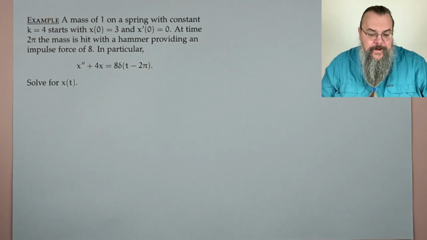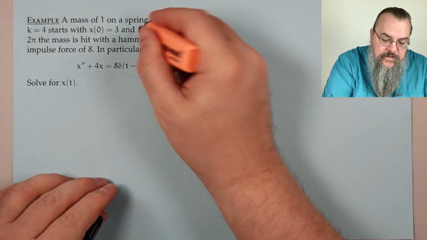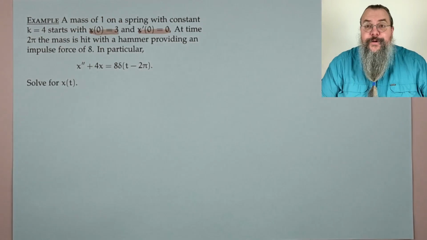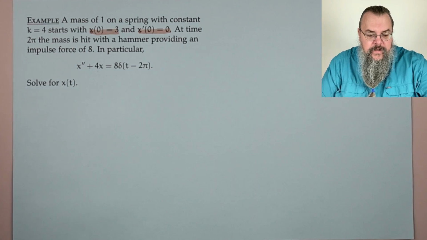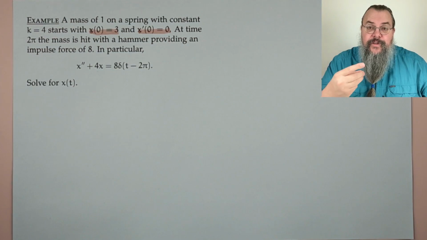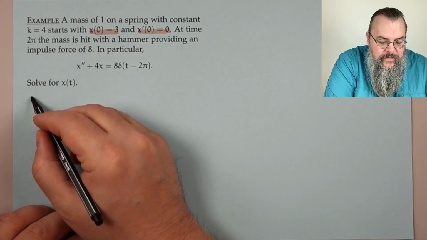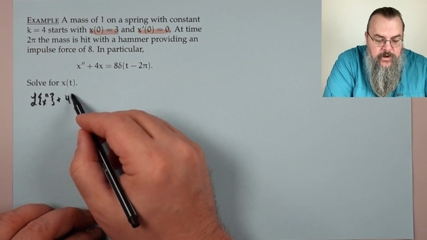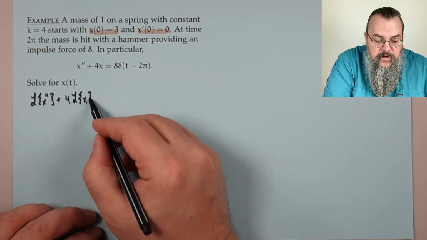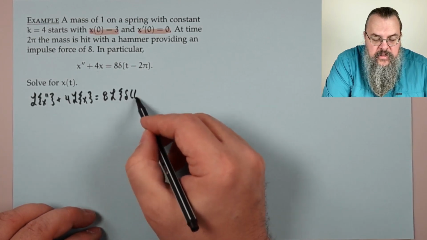All right, and we're going to solve for x of t. Don't forget that even though they gave us a differential equation, they also gave us these initial conditions, which are going to come into play. So here we go. We've got everything we need. So we start. And again, 3 steps. Take Laplace transform, do algebra, take inverse Laplace. So we're going to have Laplace of x double prime plus 4 Laplace x is equal to 8 Laplace delta t minus 2 pi.